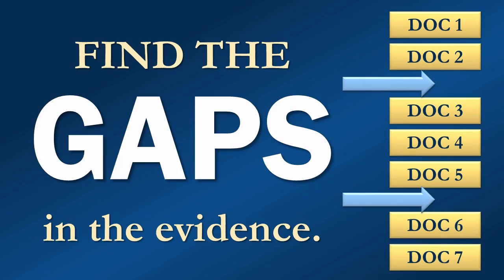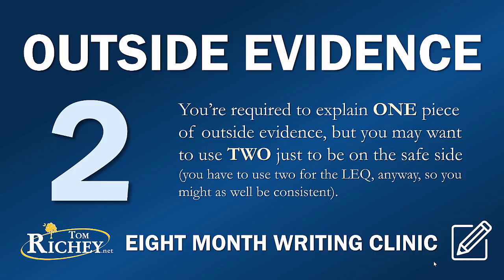There is going to be a gap anytime that you are looking at documents and doing a DBQ. So it's very important that you are looking for these gaps and you are filling them with outside evidence. Again, to be safe, you may want to consider using 2 pieces of outside evidence because you're required to explain one piece of outside evidence, but you may want to use 2 just to be on the safe side. You have to use 2 for the LEQ anyway, so you might as well be consistent and get used to it. You've got a little bit more time with this new setup for the DBQ.